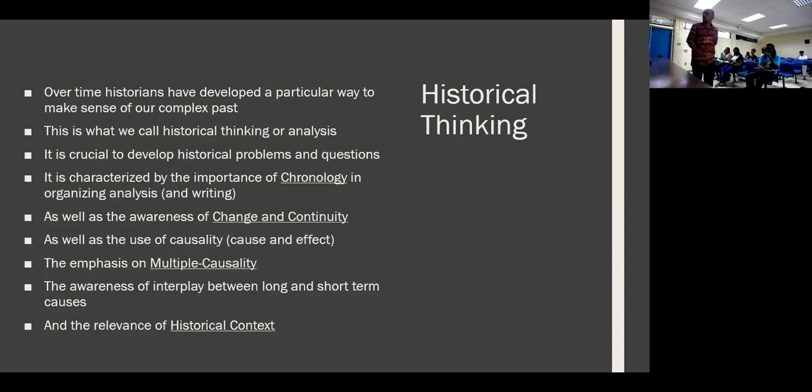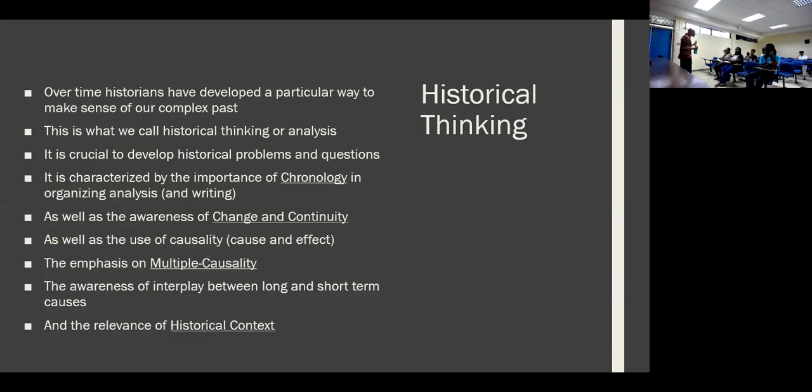So thinking a little bit more about this notion of historical thinking, we need to understand what it is and how it developed. I say there that historical thinking and history in general, as an academic discipline, developed from the early 19th century. And in developing, it has become more and more complex. One of the ways in which we see the evolving complexity of history is this notion of historical thinking. Over time, historians have developed a particular way to make sense of our complex past. This is what we call historical thinking or historical analysis.